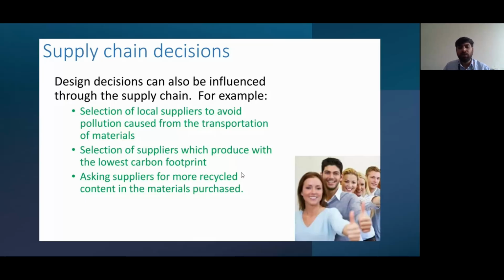Ask suppliers for more recycled content in the materials purchased. You can take the example of Lenskart or other brands, Nike, etc. Now they are using recycled plastics collected from the oceans in their products, for making the soles of the shoes and the frames of the specs, etc.